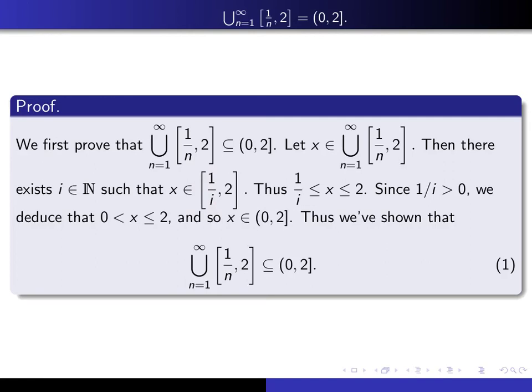Now what does that mean? What's the working definition of this? It is that x is bigger than or equal to 1 over I and less than or equal to 2. But 1 over I is positive, and therefore x, since it's bigger than or equal to this positive number, must be strictly bigger than 0. And less than or equal to 2 I've just copied. And that's the working definition of what it means to say that x lies in this interval. And therefore we've shown this. That's the first half of the proof.